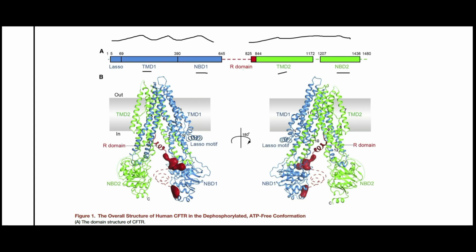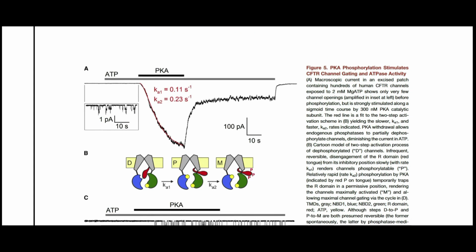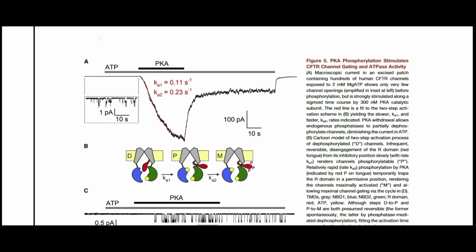And so in this paper they were looking at this R domain, which is like a regulatory domain, which actually can be phosphorylated, and that causes it to move out of the way and allows for transport of the ions through it. And so this is actually looking at that. So they add the ATP here, and we see that the activity is pretty small until they add this protein kinase A here, which then causes the activity to begin right there.